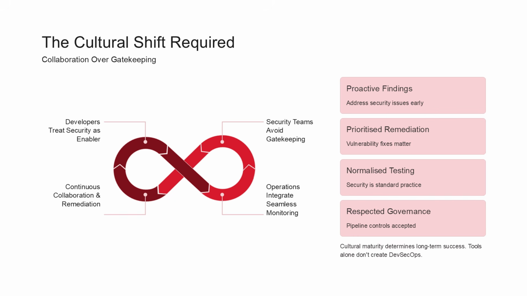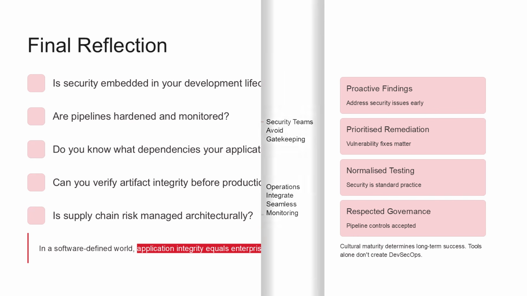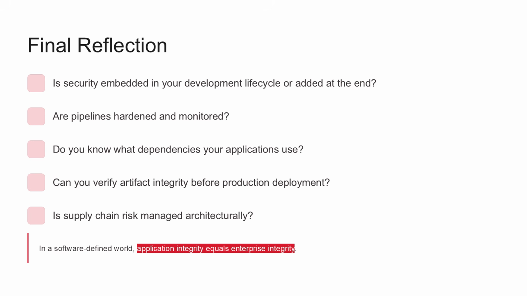DevSecOps requires collaboration. Developers must see security as an enabler. Security teams must avoid becoming gatekeepers. Operations must integrate monitoring seamlessly. You must foster a culture where security findings are addressed proactively. Vulnerability remediation is prioritized. Security testing is normalized. Pipeline governance is respected. Cultural maturity determines long-term success. Tools alone do not create DevSecOps. Architecture and leadership do. Ask yourself, is security embedded in your development lifecycle or added at the end?